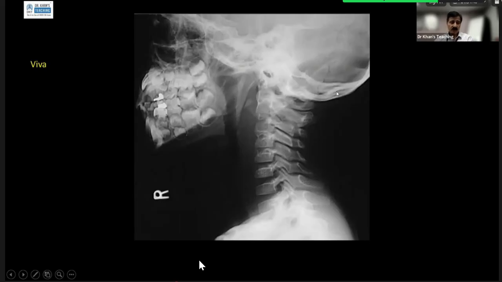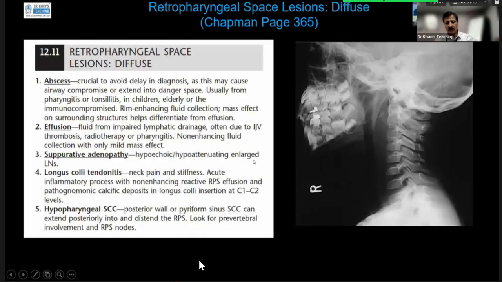Yes, please. Normal, abnormal? Abnormal, there is prevertebral soft tissue thickening. Excellent. So if you see here, this soft tissue is all thickened or widened, and you don't have to measure anything. And this is also a retropharyngeal abscess.